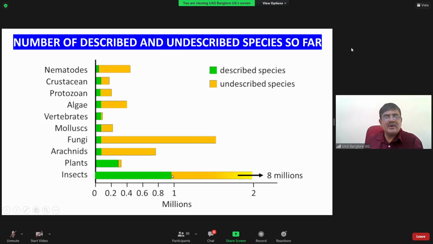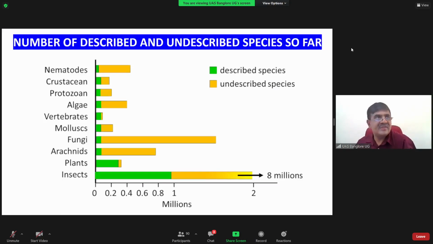So already I told you approximately around 1 million insects have been described so far. But if you look into the undescribed species, there are still around 8 million insects yet to be described. That means only around 1/8 of the insects have been described, and still a large portion of the insects remain undescribed.